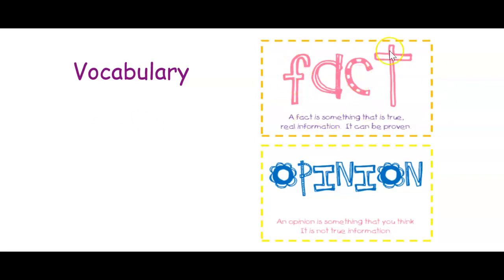Our first vocabulary word is fact. Remember, boys and girls, a fact is something that is true. It comes from real information and it can be proven. So if you say it is a sunny day, you can look outside and prove that it's a sunny day. An opinion is something that you think or feel, and it is not true for everyone.